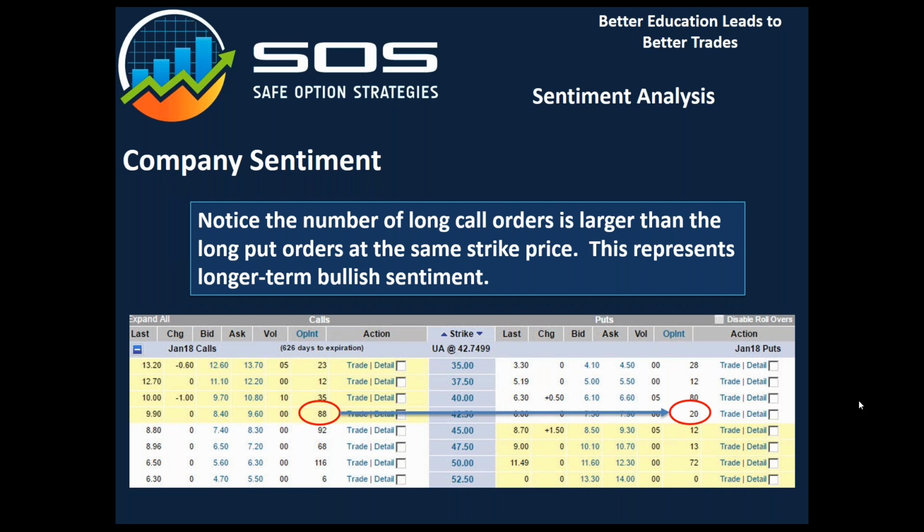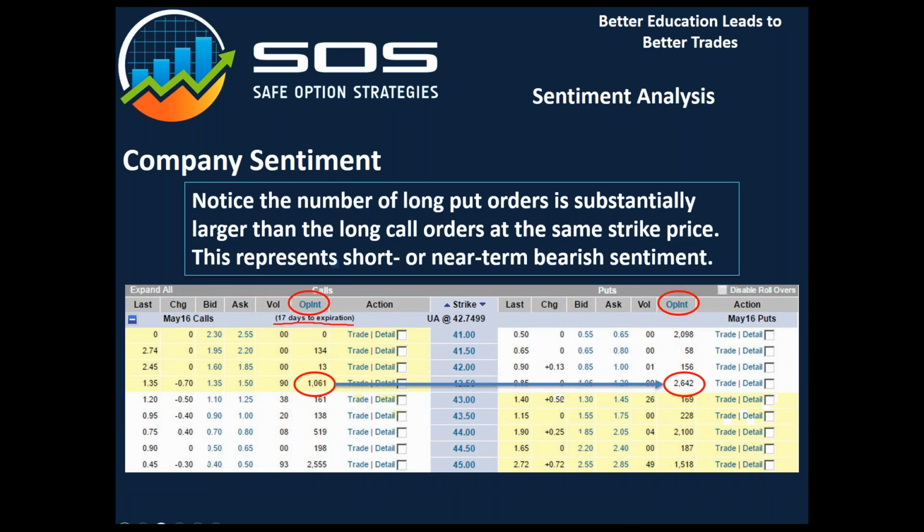If the market is leaning very strong in a bearish direction short term, I've got to add that. So here's short term, very, very bearish sentiment. I mean, this is a big difference on this particular company in what people are thinking short term.